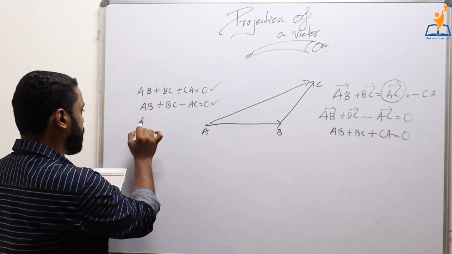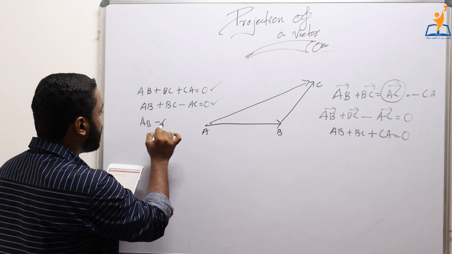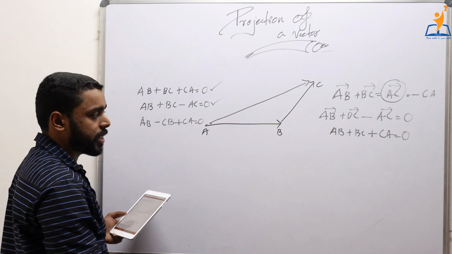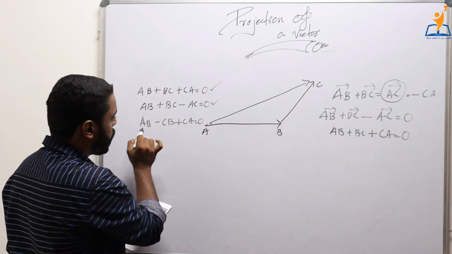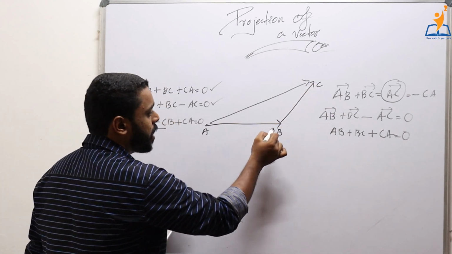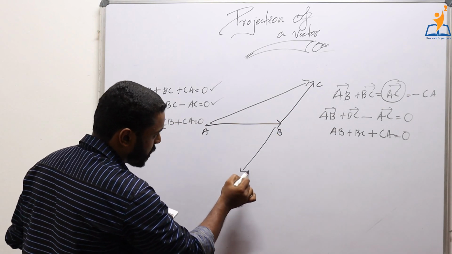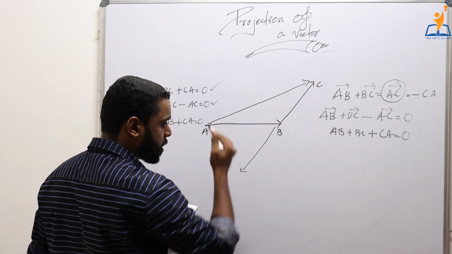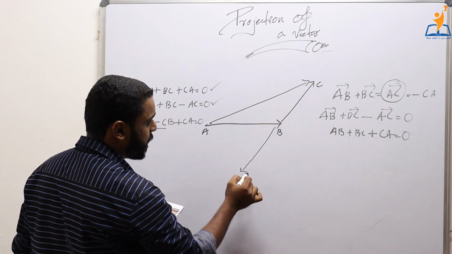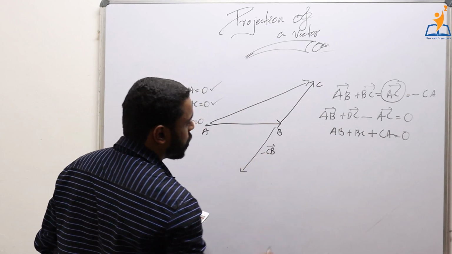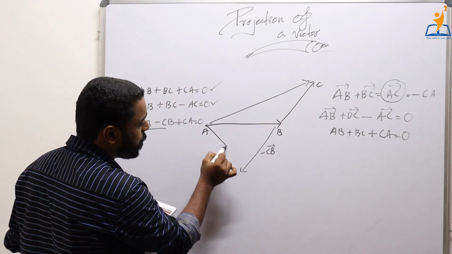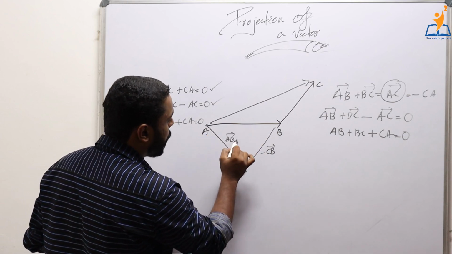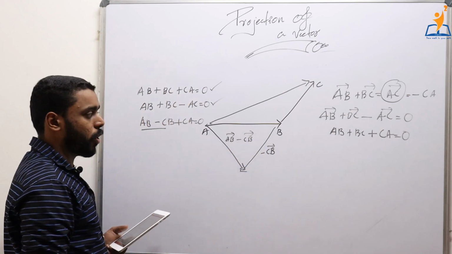And the last one is AB minus CB plus CA is equal to 0 or not, right? This is CB. First of all, we have to find AB minus CB. So minus CB is nothing but this, the vector which has direction reversed. So this is minus CB, right? Now AB minus CB is nothing but this. This is AB, this is minus CB. So this is AB minus CB by triangular law of vector addition.